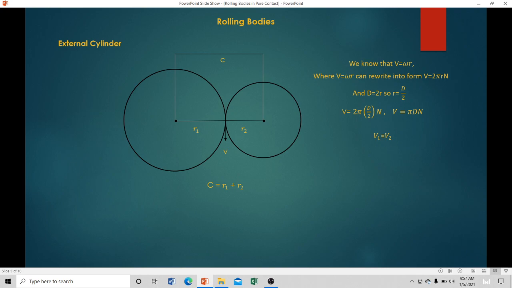As we explained earlier, v1 is equal to v2. So we can rewrite this equation in this form: pi d1 n1 is equal to pi d2 n2, where v is the linear velocity, d is the diameter of the cylinder, and n is the rotational speed of the cylinder in revolutions per minute.